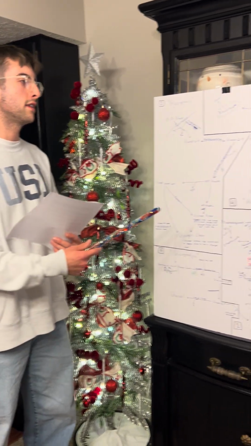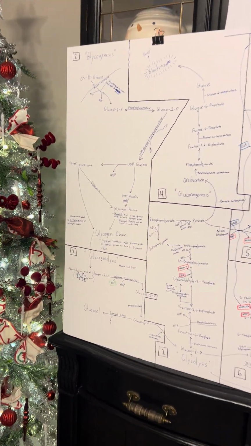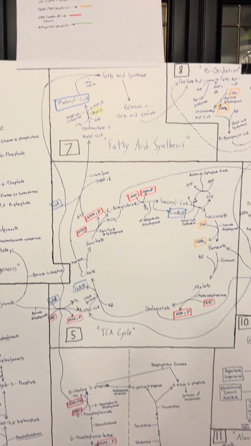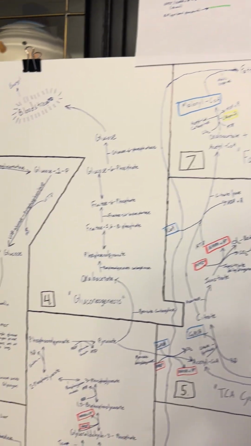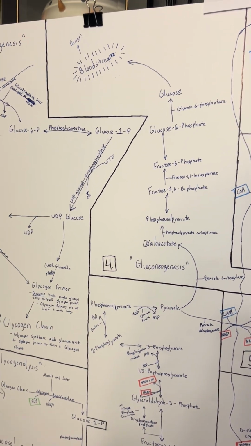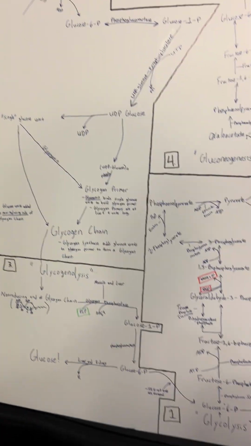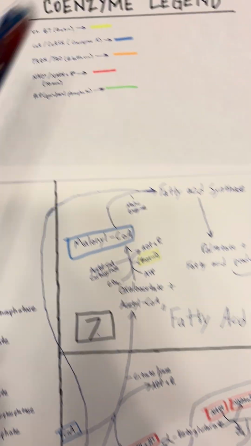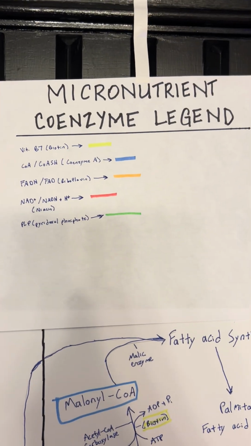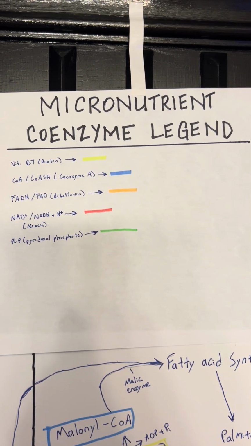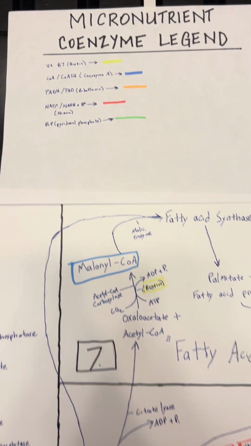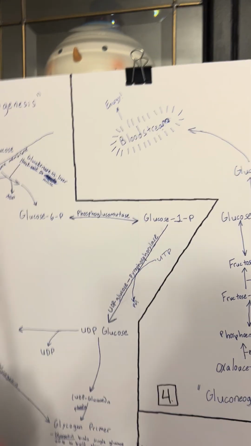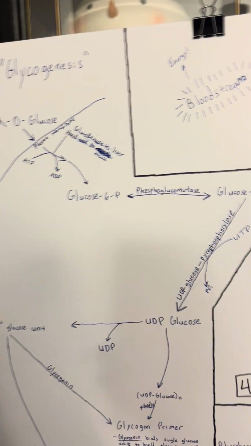Today I'm going to be presenting my metabolic pathways poster. As you can see up here, there are many different metabolic pathways listed. Some of them connect with each other as well. A lot of them have the same coenzymes. And up here is a little color-coded sheet to tell you which color represents which coenzyme. For today, I'm going to be starting with the glycogenesis pathway up here.